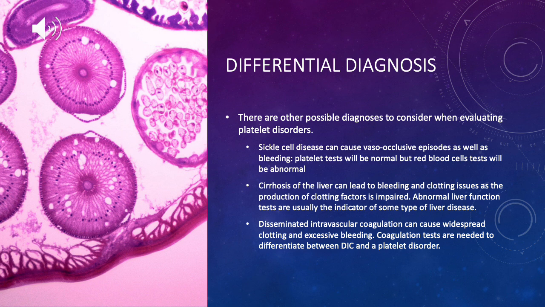hallmark symptom. But as those clotting factors get used up in the occlusive episodes, you can also end up with excessive bleeding. So in this case, when you test someone for sickle cell disease, the platelet test would be normal, but you would obviously see an abnormality in the red blood cell tests on the peripheral blood smear.